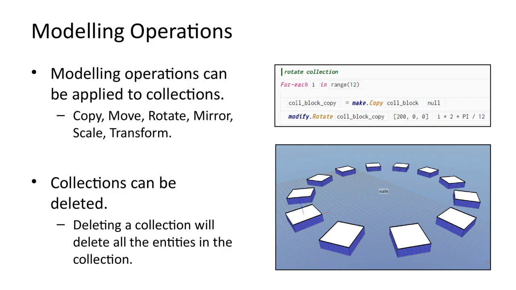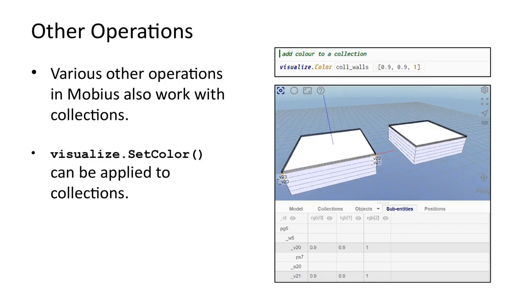Collections can also be used with many of the modeling operations. For example, you can copy, move, rotate, mirror, scale and transform collections. Collections can also be deleted. Doing so will delete everything in the collection. Many other operations will also work with collections. For example, color can be applied to a collection. This will create an RGB attribute for all the vertices in the collection.